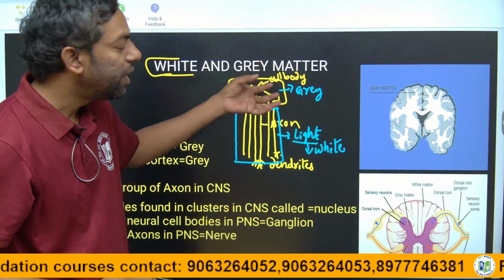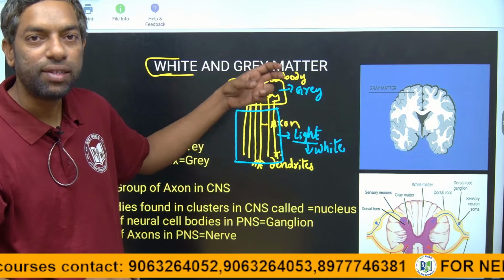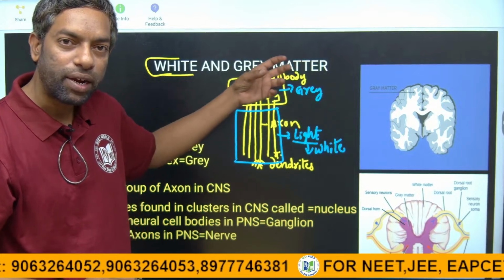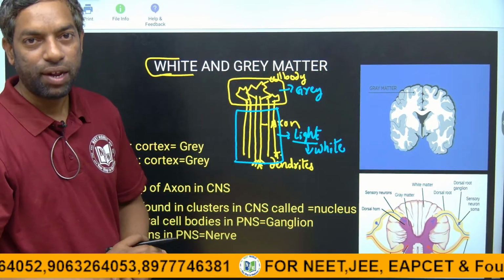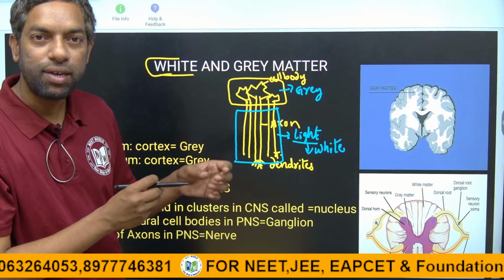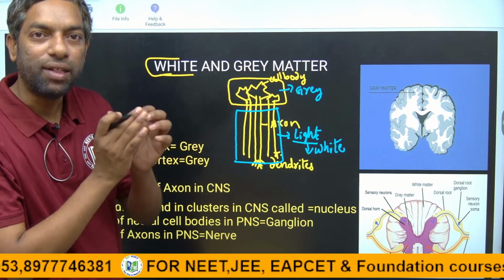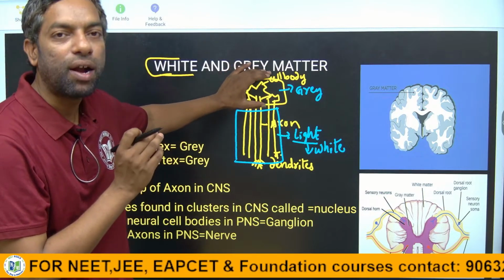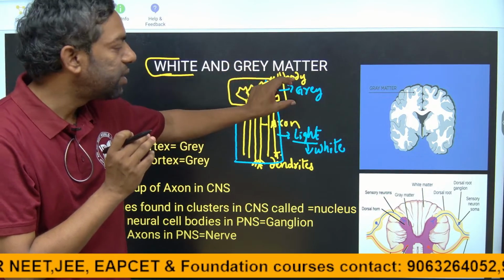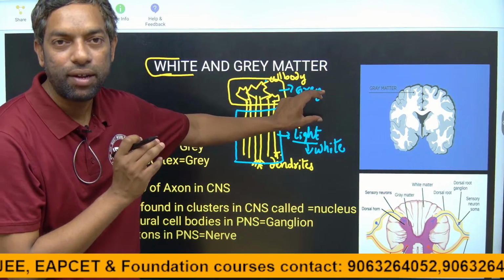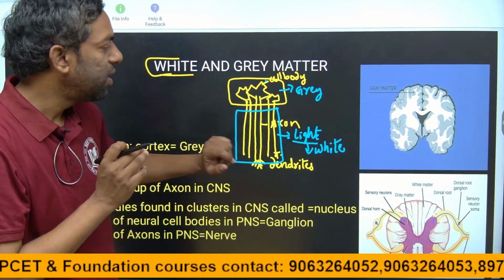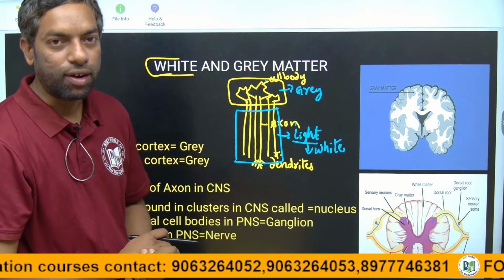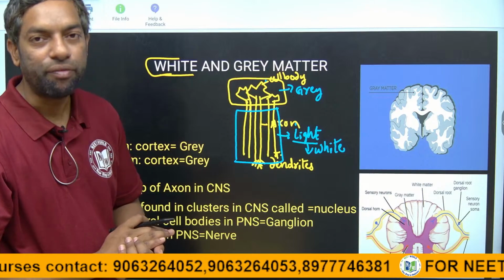Did you understand? There are billions of neurons, located in the central nervous system and in the peripheral nervous system. They are not single isolated neurons, they are combined, forming a bundle-like structure. A bundle of cell body parts is thick in color, that is gray. A bundle of axon parts is light in color, that is white. That is about gray and white matter.